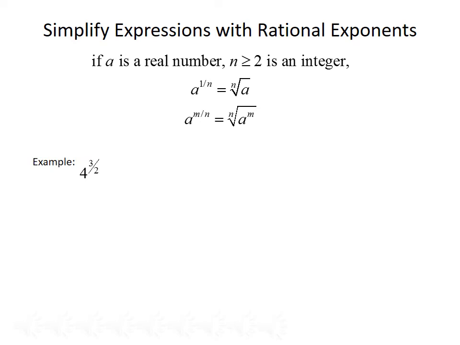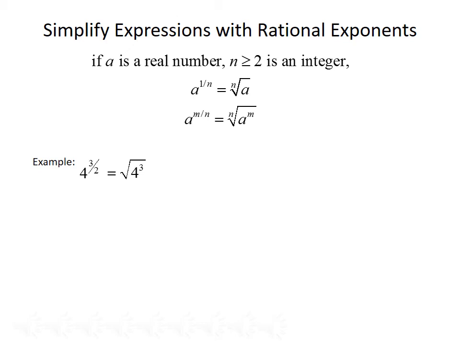So let's look at an example. First, we want to evaluate 4 raised to the 3/2 power. The first thing we want to do is rewrite this, breaking up the rational exponent. Remember, the numerator of the exponent tells us the power on our base, and the denominator tells us the index of the radical we should use. Since we had 4 raised to the 3/2 power, that's the same thing as the square root of 4 cubed.